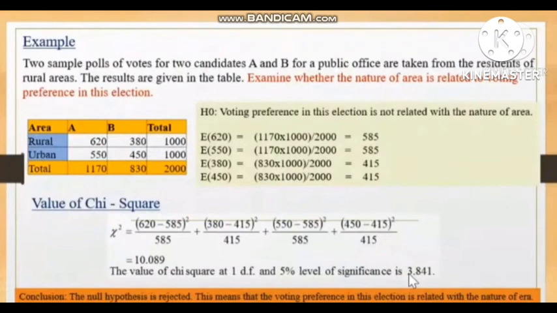Whatever may be your language of the null hypothesis, it must reflect the sense of independence of the two attributes. So here our null hypothesis is that the nature of area doesn't have any impact on the voting pattern to the two candidates A and B. And if that is rejected, it means that the nature of area has some association, has to do something with the voting pattern to the two candidates A and B. So in all contingency tables, we do it like this.